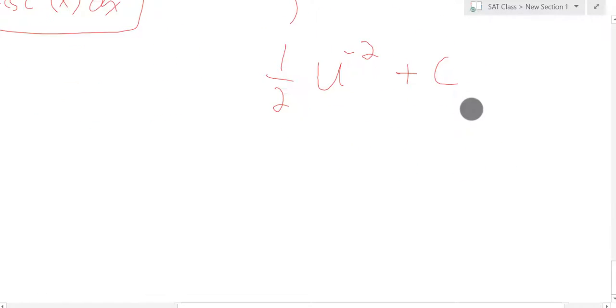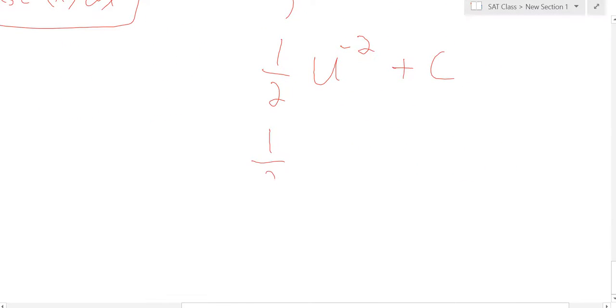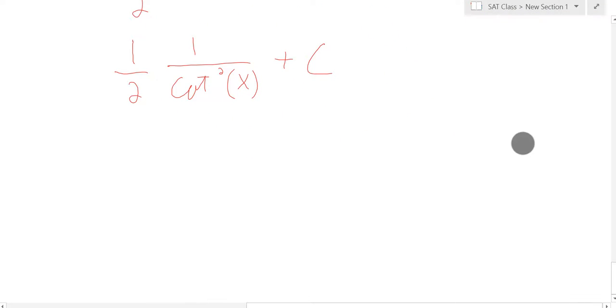So u was cotangent, right? So this is 1/2 times 1 over cotan squared x plus c. Okay? And if this was a multiple choice question, another thing you might see instead of this, like in your ABCD answers, they might not put that because 1 over cotangent is tangent. So they might say the answer is 1/2 tangent squared x plus c.